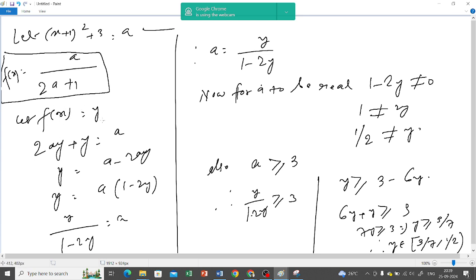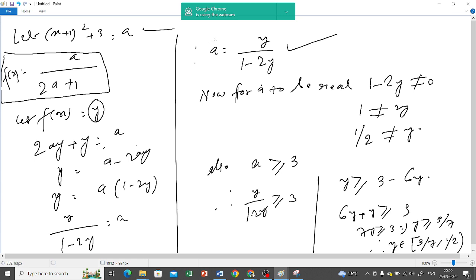Now I am taking let f(x) equal y. You may not take it, you can keep it f(x), but if I take it y, it will become a single alphabet. That's the whole point. So let f(x) equal y. If I cross multiply, I am going to get 2ay plus y is equal to a, or y is equal to a minus 2ay, or y is equal to a times (1 minus 2y), or a is equal to y divided by 1 minus 2y. So a is y divided by 1 minus 2y. This is what we have, right?